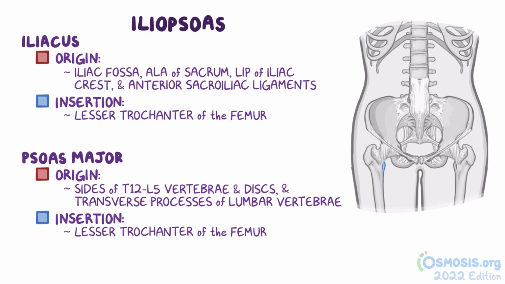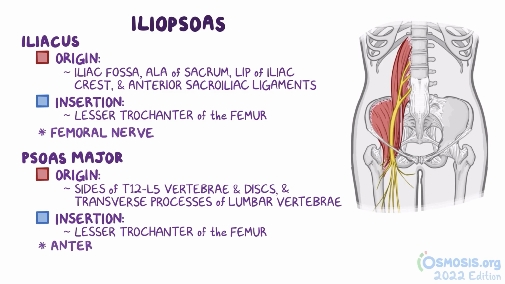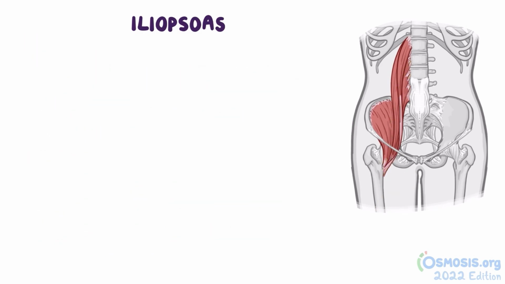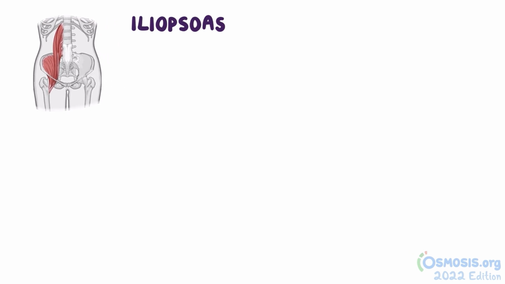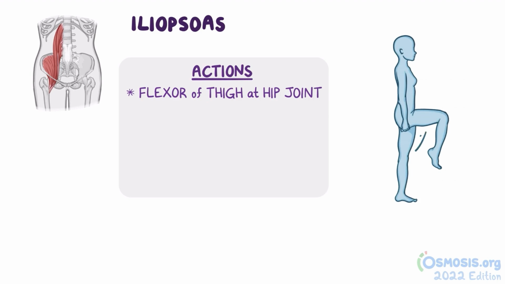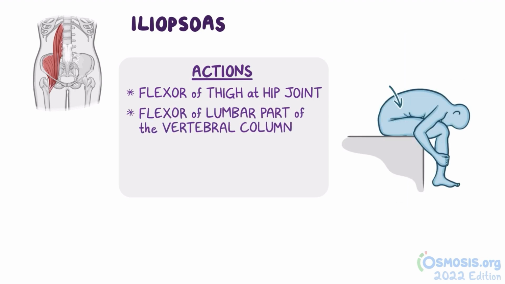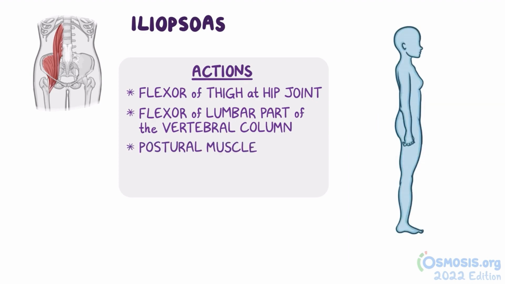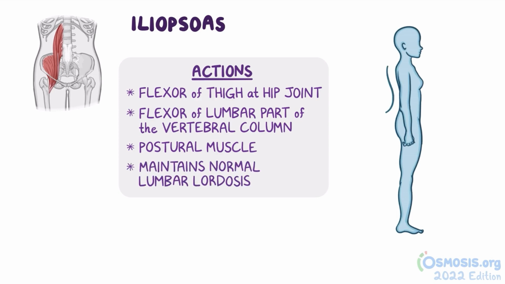Regarding innervation, the iliacus is supplied by the femoral nerve, while the psoas major is supplied by the anterior rami of L1 to L3. Now, given the fact that the iliopsoas is the only muscle attached to the vertebral column, pelvis, and femur, it's easy to understand why it is the chief flexor of the thigh at the hip joint, and one of the flexors of the lumbar part of the vertebral column. The iliopsoas is also a postural muscle and stabilizer, and it's active especially during standing when it helps maintain normal lumbar lordosis or curvature of the lumbar spine.